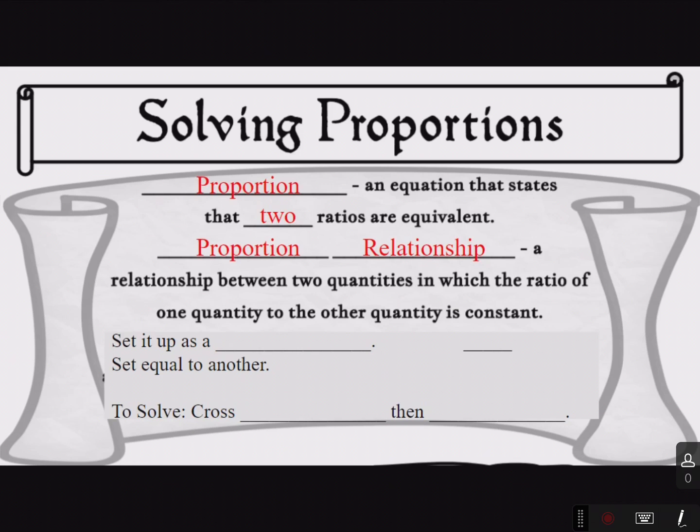Whenever we're working with proportions, we're going to set them up as a fraction, and it's going to be an "is over of" relationship. We are going to set them up equal to one another. So one thing's going to be on the top all the way across on both sides, and another item is going to be on the bottom, the same thing on both sides. In order to solve, we are going to cross multiply, then we're going to divide.